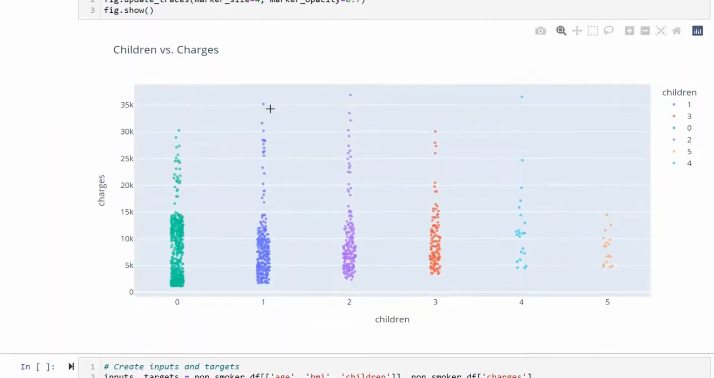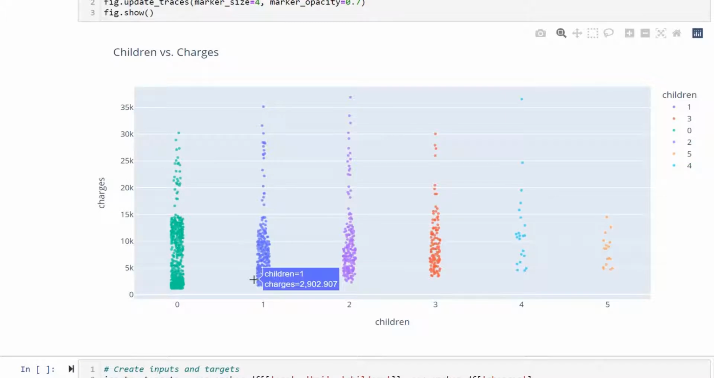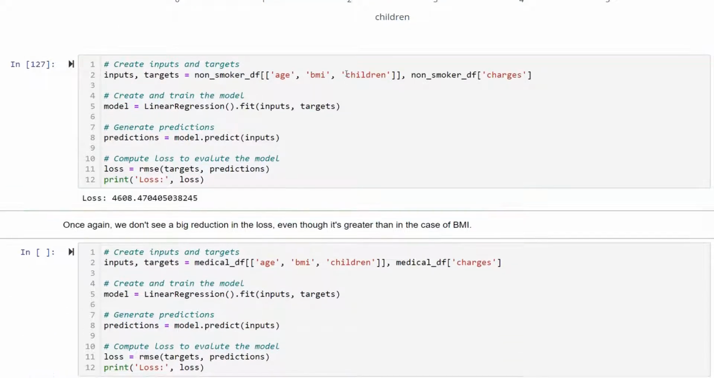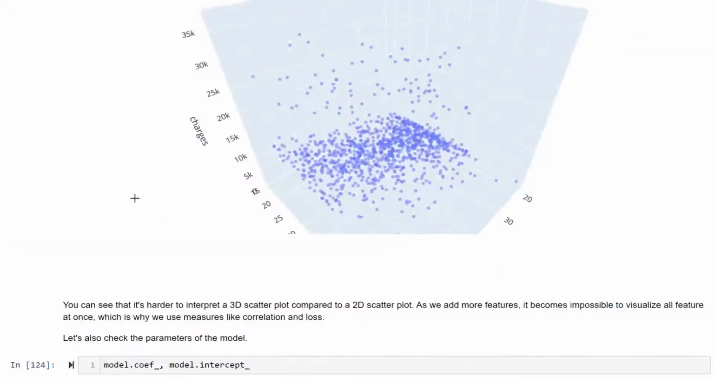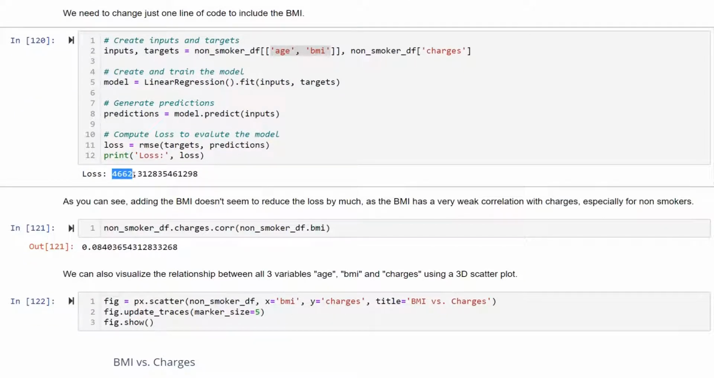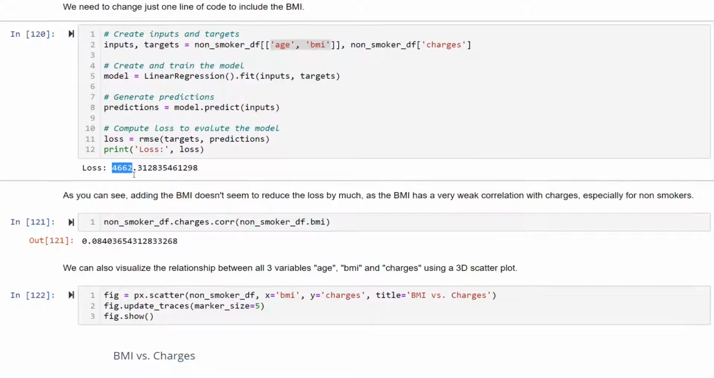Children versus ages, it's slightly comparable, and slightly very good comparable when compared to the BMI. Let's include the children, BMI and the age also to our model. The actual loss was 4608. When we add the BMI and age, 4662. After adding the children also, 4608.